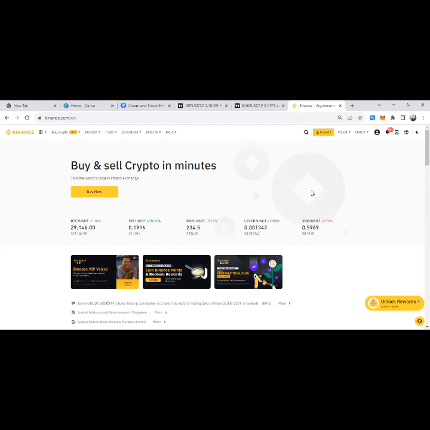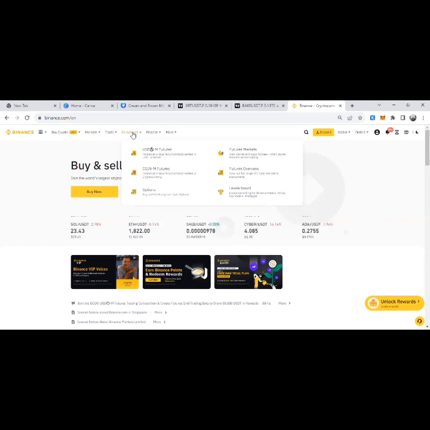Now, to trade futures, what do we do? We go to the derivative aspect. Now, I want to explain what this means to you. When you click on derivatives, you see basically everything you're seeing here is futures, futures, futures, futures, right? Because derivatives refers to futures in the crypto space.